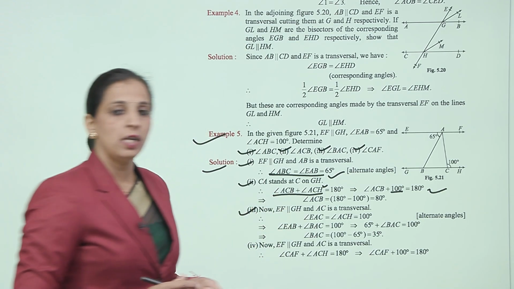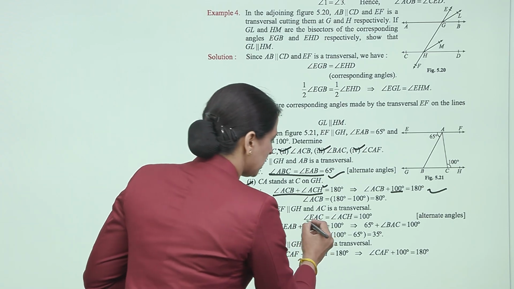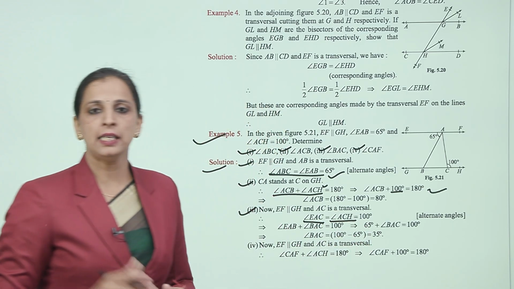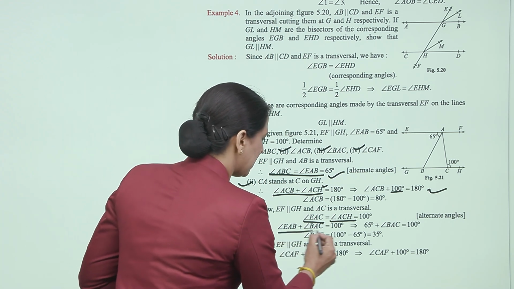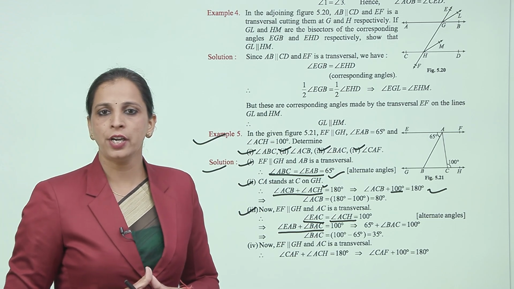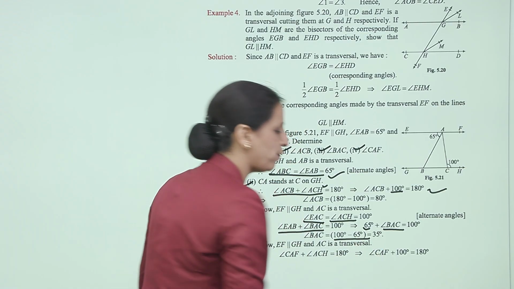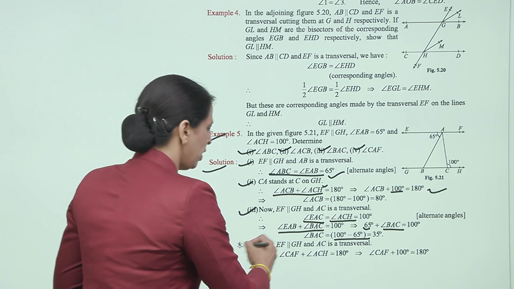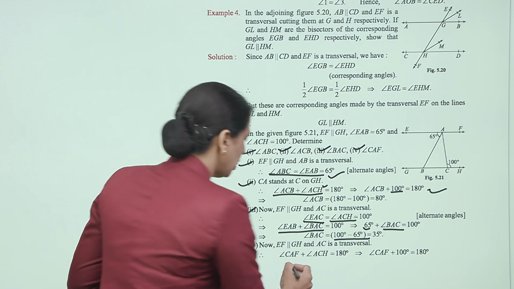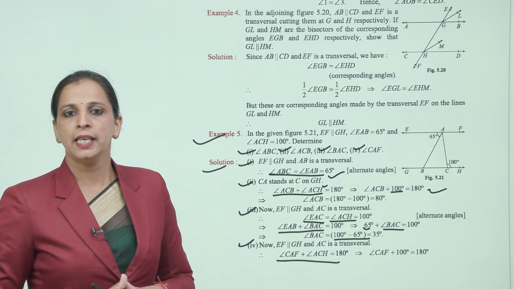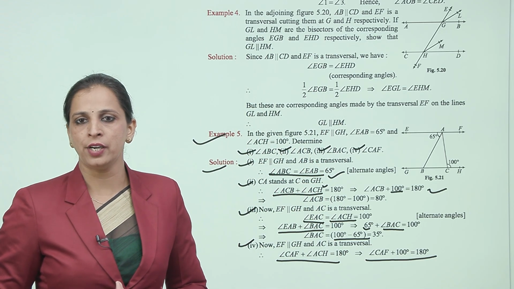Now third, EF is parallel to GH and AC is a transversal. So angle EAC is equal to angle ACH, that is equal to 100 degrees, alternate angles. Angle EAB plus angle BAC is 100 degrees, and EAB is 65. So angle BAC is 100 minus 65, which is equal to 35 degrees. Now fourth, EF is parallel to GH and AC is a transversal. Therefore angle CAF plus angle ACH is 180 degrees, and angle ACH is 100 degrees.